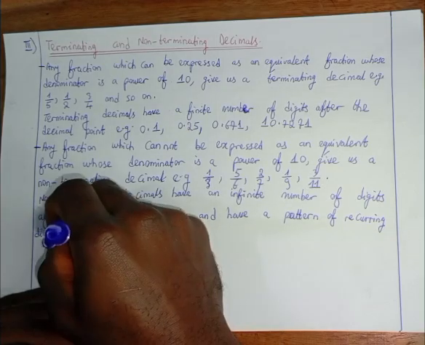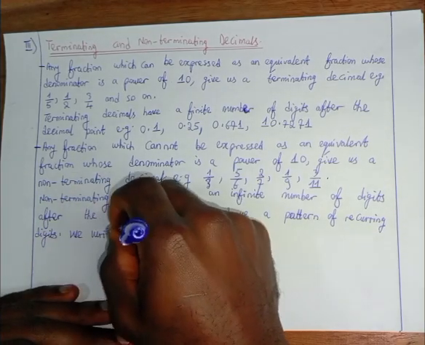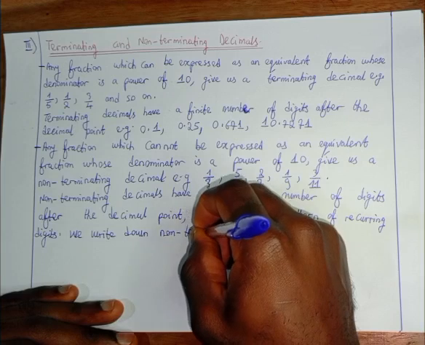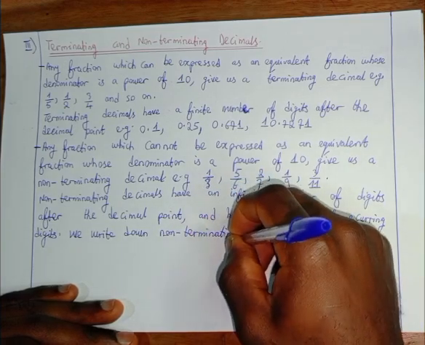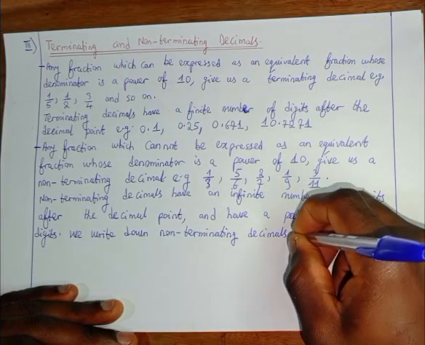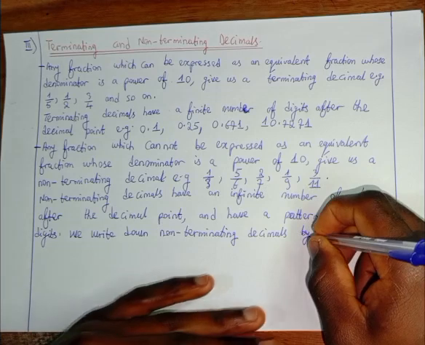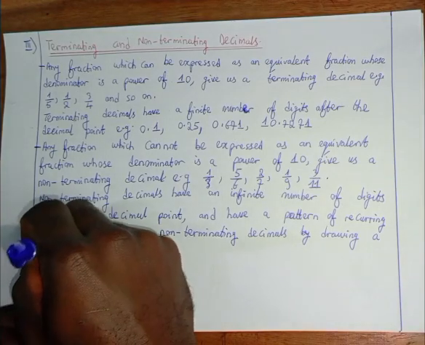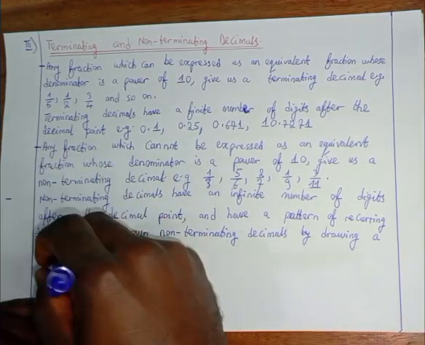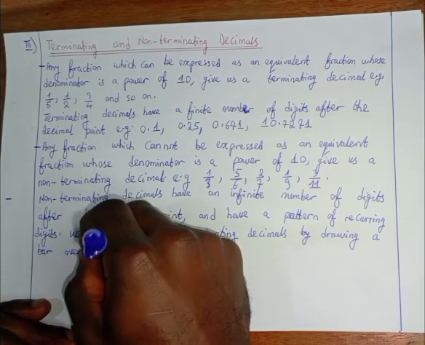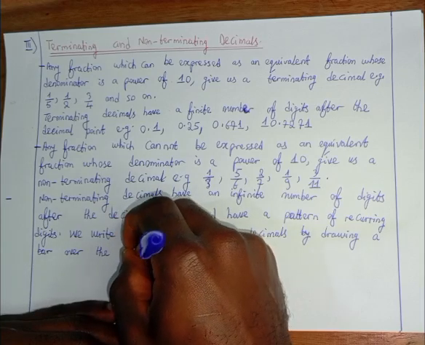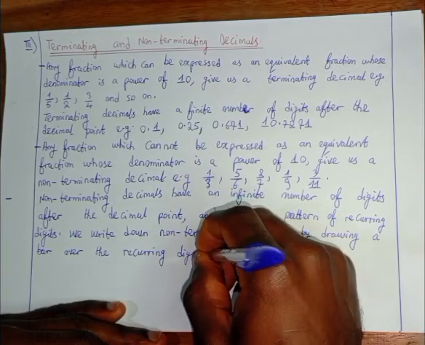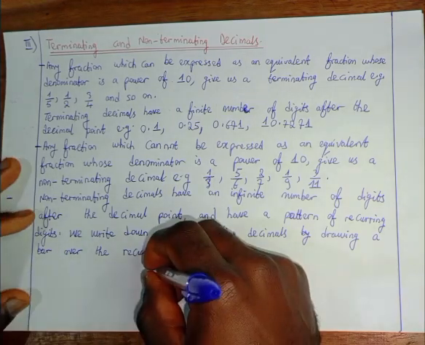So we write down non-terminating decimals by drawing a bar, meaning a horizontal line, over the recurring digit or digits. We take an example.